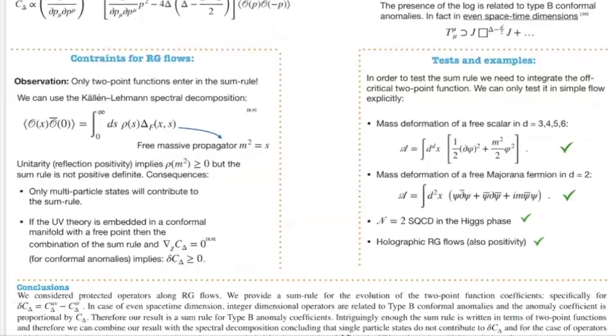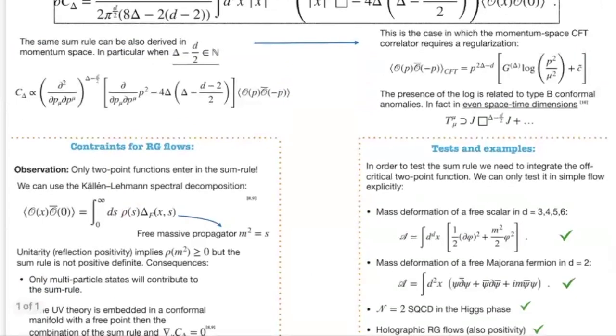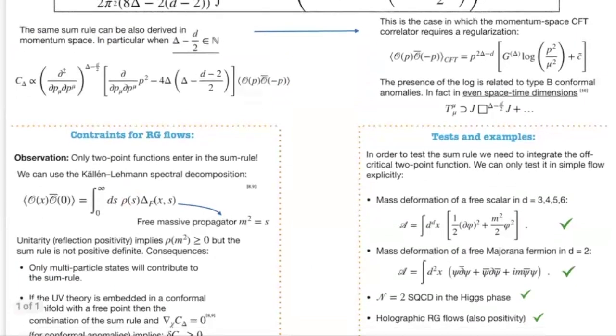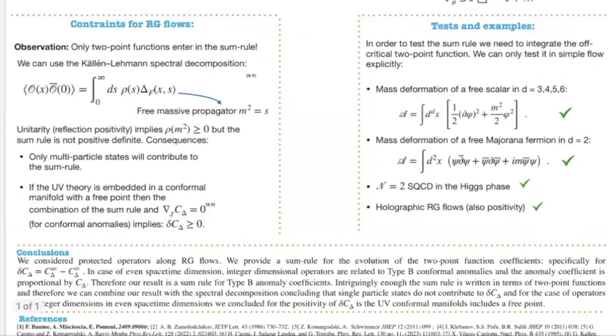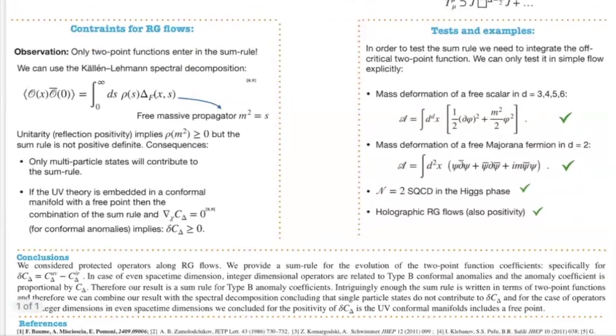We can combine the sum rule with the spectral decomposition, which is a decomposition of the two-point function in terms of free massive propagators, weighted with theory-dependent quantities entering this function, which is the spectral density. The spectral density is positive semi-definite, but this will not allow us to conclude that the difference delta C is greater than 0. However, one can conclude that only multi-particle states enter the sum rule, while single-particle states will vanish.